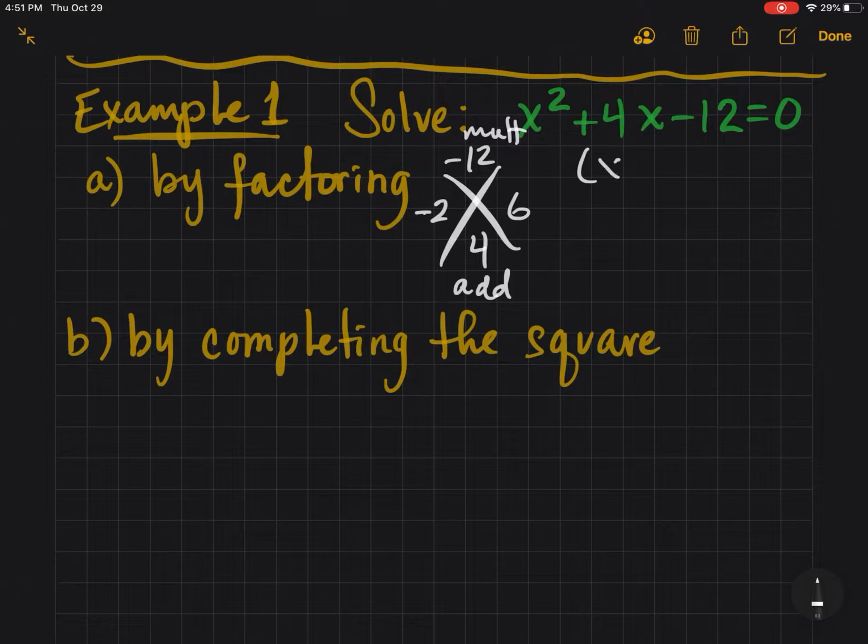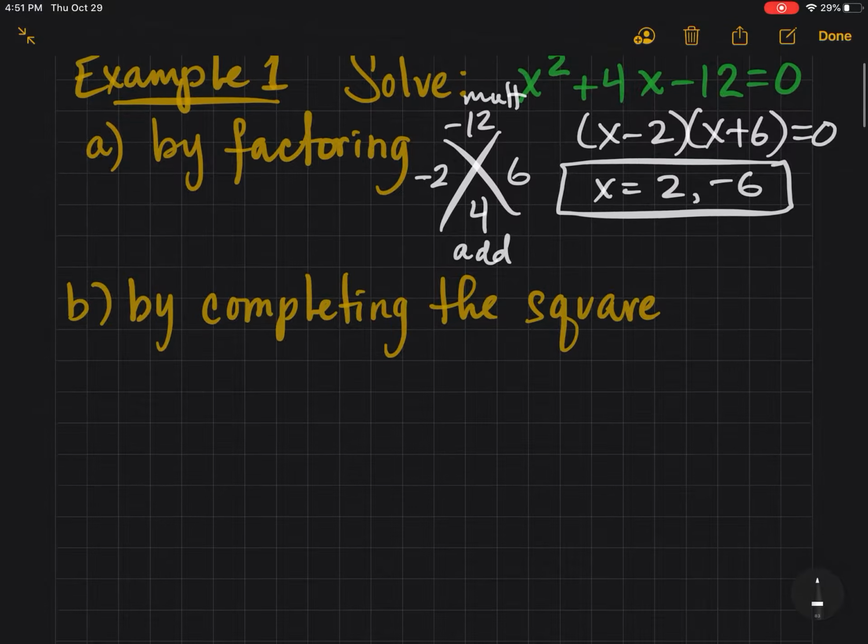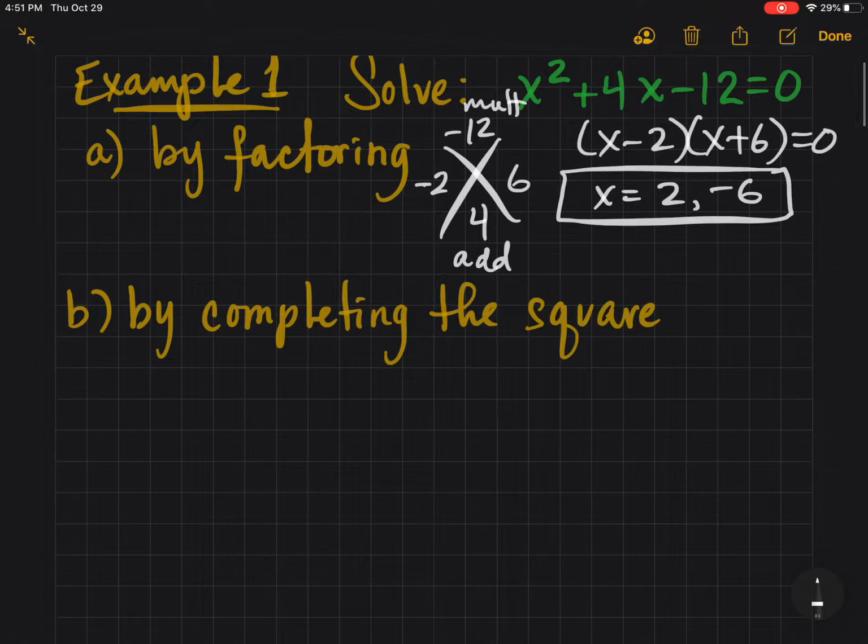So we have x minus 2, x plus 6, which gives us 2 and negative 6. Alrighty, and that sure seems like a fast way of solving that quadratic. Now, let's solve the same quadratic, but this time by completing the square.